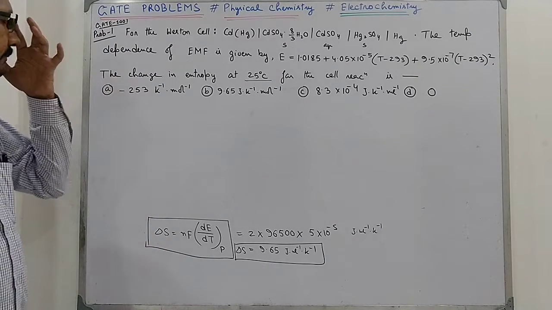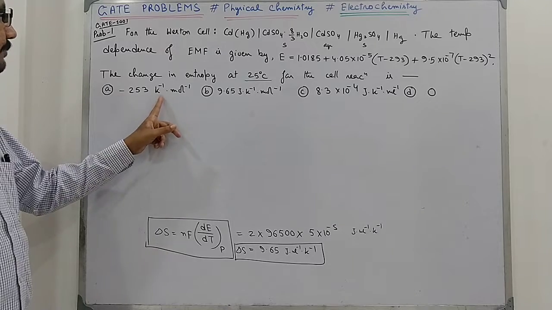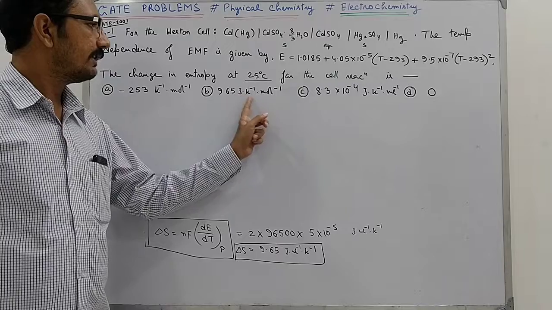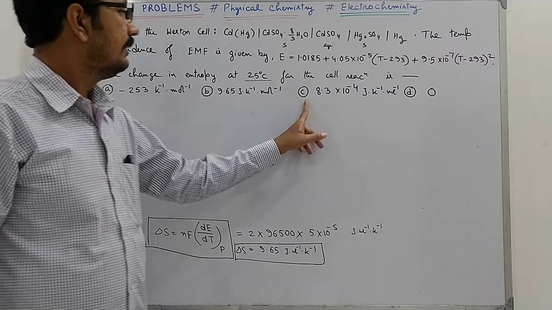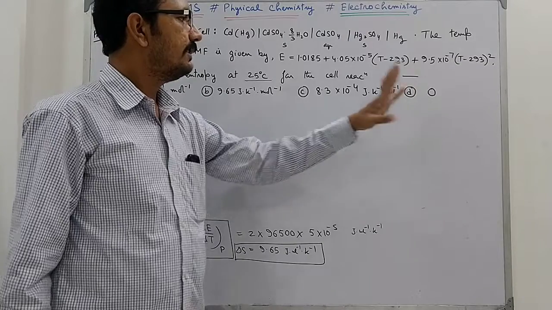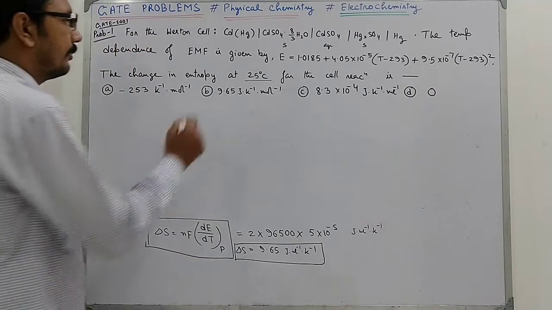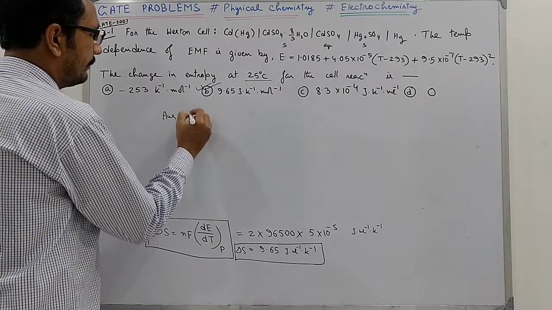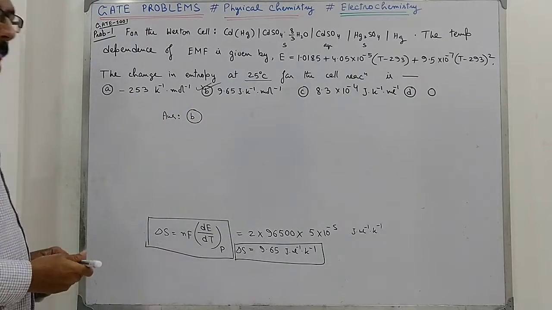Now see the options given. It is minus 253 per Kelvin per mole in option A. In option B we have 9.65 joule per Kelvin per mole, and here in option C we have 8.3 into 10 to the minus 4 joule per Kelvin per mole, and option D it is 0. So you see option B is the correct answer. So answer is option B.